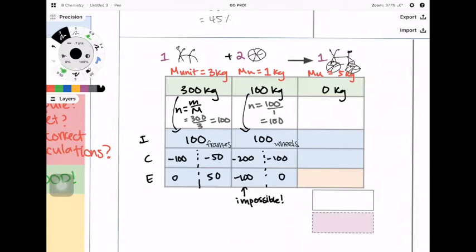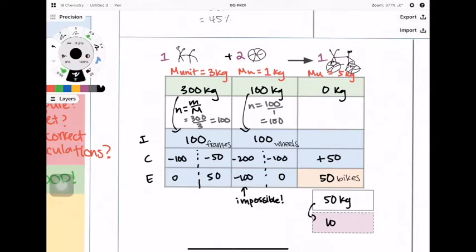So instead, let's try scenario B, where we use up all of the wheels. I only need 50 frames in that scenario, which works because I'd be left with 50 frames left over. What I would end up producing is 50 bikes. Again, this 1 to 2 to 1 ratio.